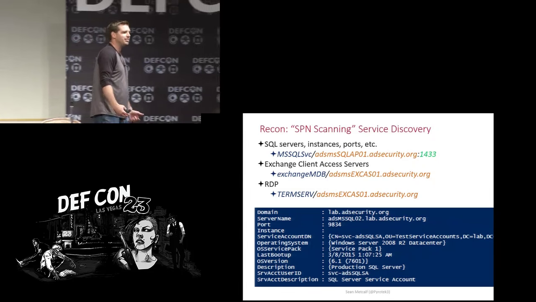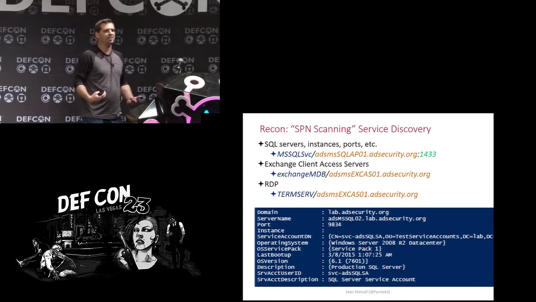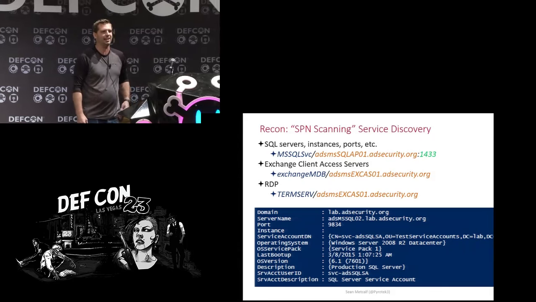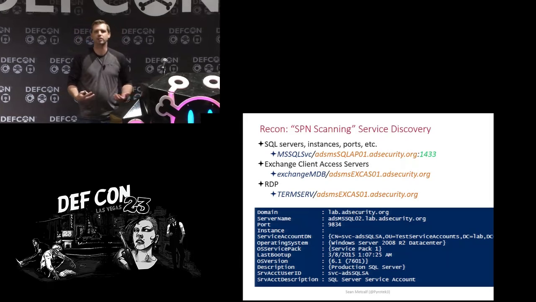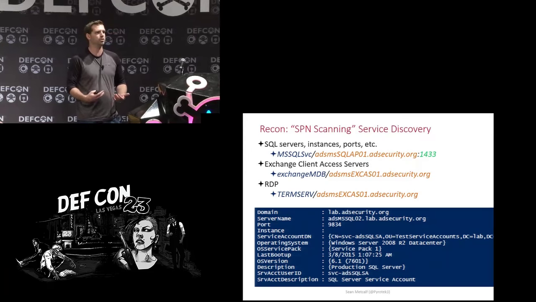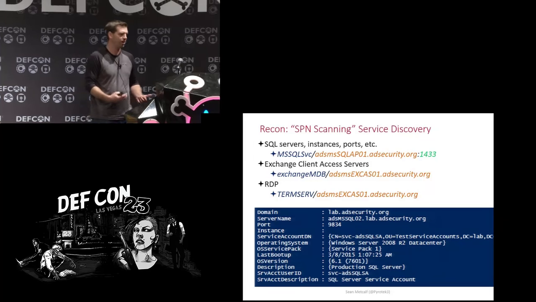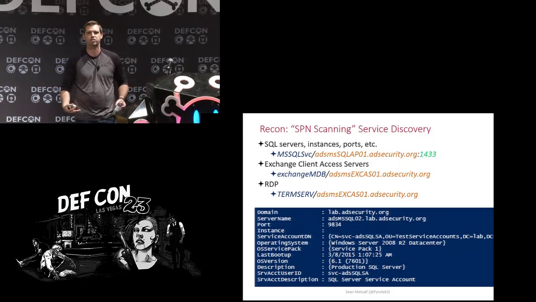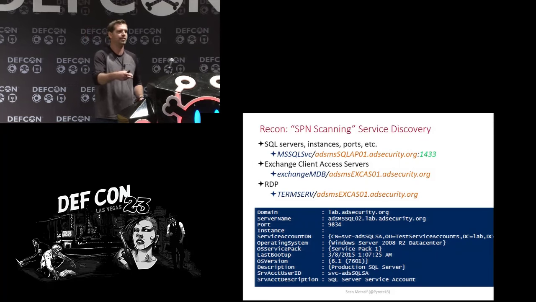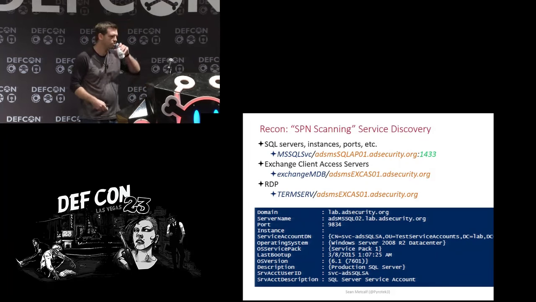So all I need to do as an attacker is request this information and I'm going to get it. Because the service principal name, or SPN, is what's needed for a service to support Kerberos authentication. I'm pretty sure that just about every application on the network now, at least if it's a service running on a server, supports Kerberos. So we can find this through SPNs.